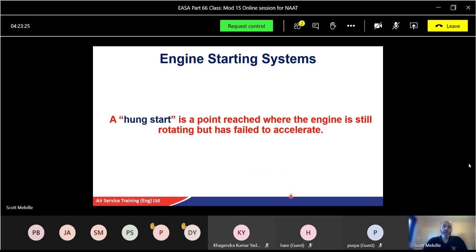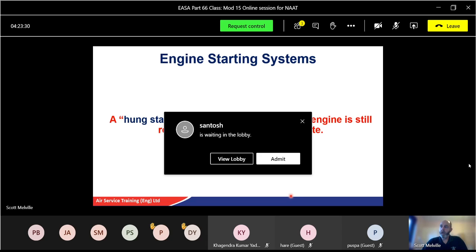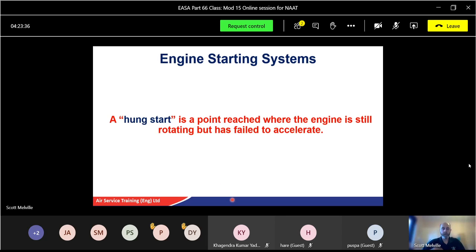Now, if you're doing a start and you've got rotation, you've got fuel going in, and you get what's called a hung start. This is a point where the engine is still rotating, but as you put more fuel in, it's not accelerating. You will see your EGT gauge getting very, very hot and no acceleration, so you have to pull it back.